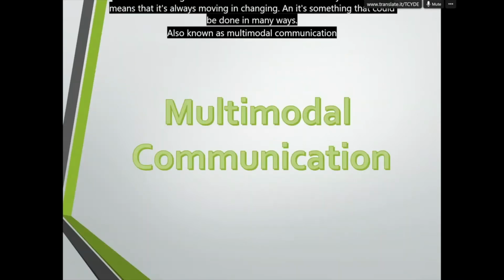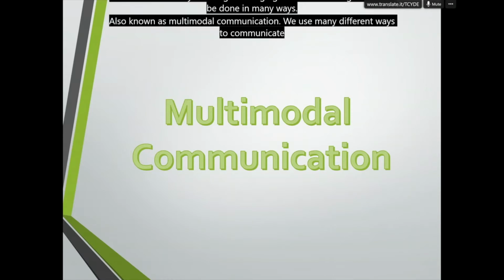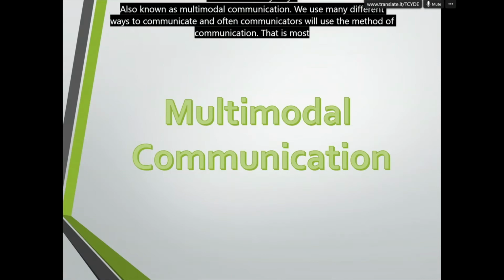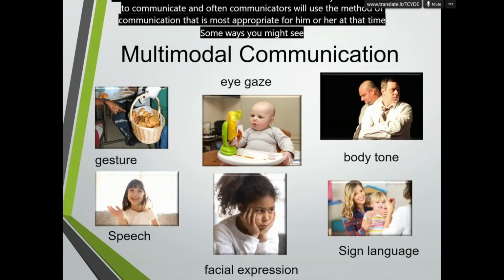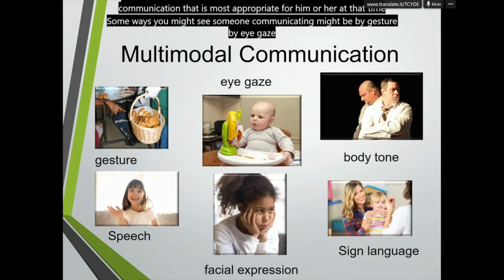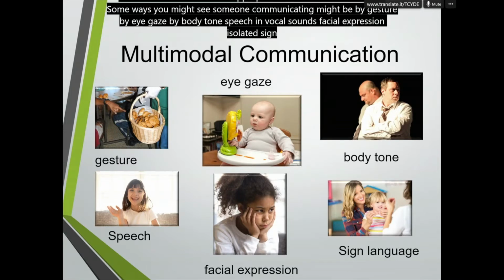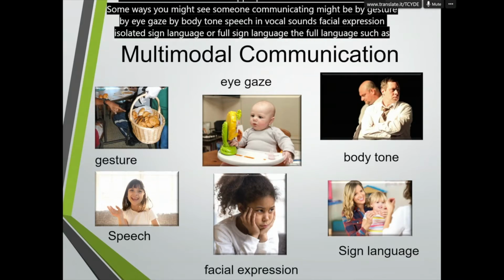We use many different ways to communicate, and often communicators will use the method of communication that is most appropriate for him or her at that time. Some ways you might see someone communicating might be by gesture, by eye gaze, by body tone, speech and vocal sounds, facial expression, isolated sign language, or full sign language, the full language such as American Sign Language.